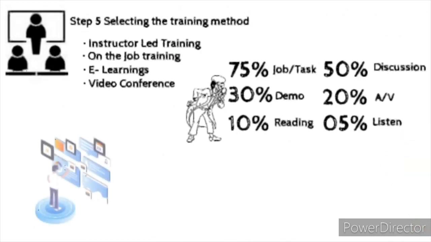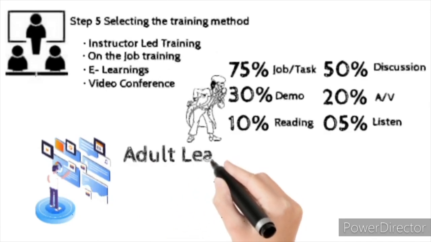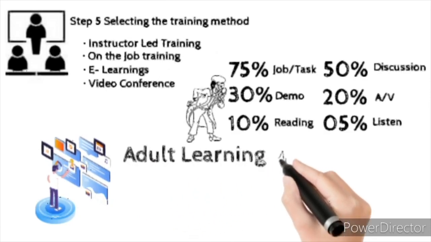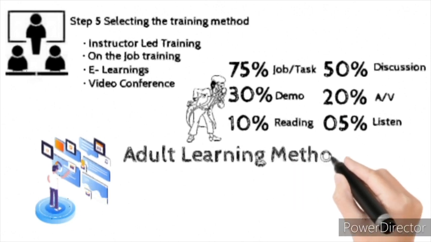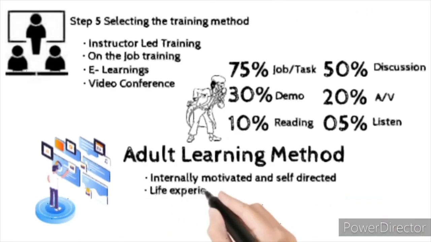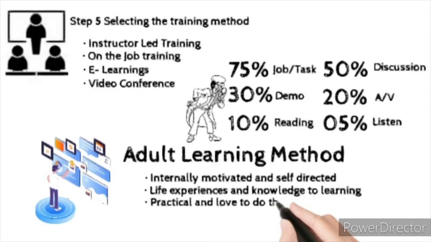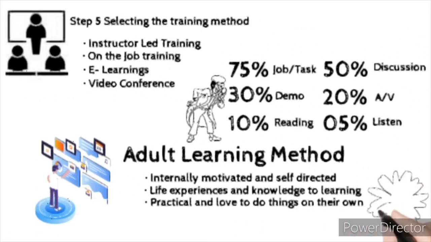So, the training should be facilitated through adult learning methodology. The adult learning methodology has some principles. Adults are internally motivated and self-directed. They bring life experiences and knowledge to learning experiences. They are practical and they love to do things on their own. So you need to understand which training method is important based on the content, learning styles, and also retention. Retention is a key factor for any training program.